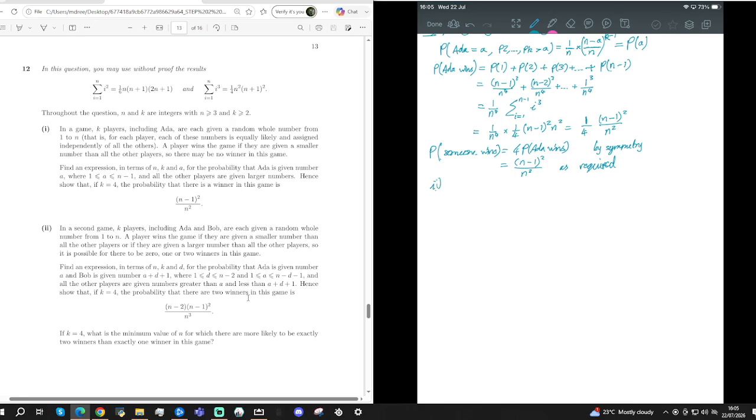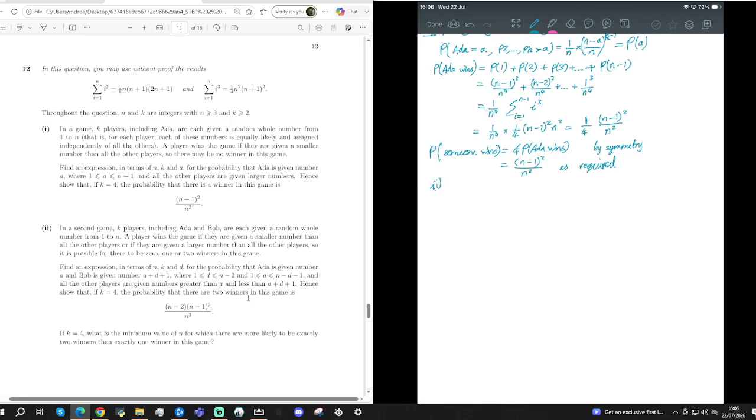So part 2. In a second game, K players, and now we've got 2 special people, Ada and Bob. They're each given a random whole number from 1 to n again. A player wins if they're given a smaller number than all the other players, or they're given a larger number than all the other players. So we're now picking out a winner if you are the smallest, like we had before, or if you're the largest. So there could actually be 2 winners in this game.